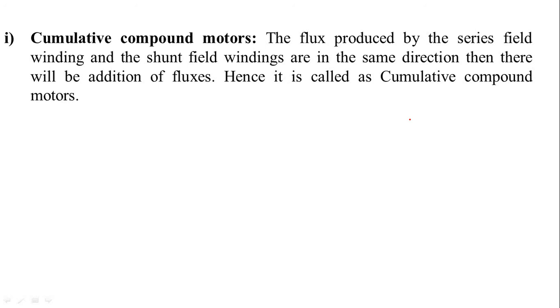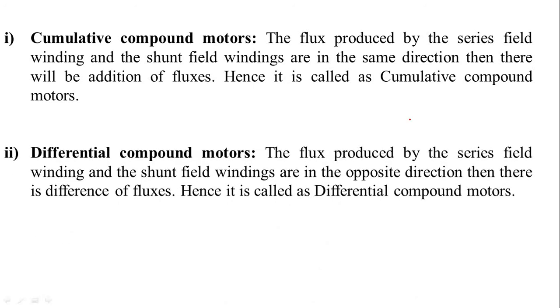So you can see the flux produced by the series field winding and the shunt field winding are in the same direction, then there will be addition of fluxes, hence it is called a cumulative compound motor. That is, if the series field winding and shunt field winding have the same direction of flux, there is addition of flux, and we call it cumulative. If the series field winding and shunt field winding are in opposite directions, then there will be a difference of fluxes, hence it is called a differential compound motor.